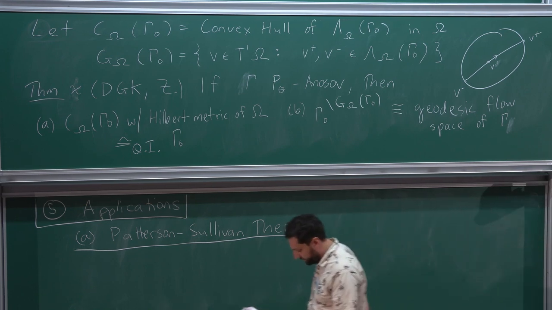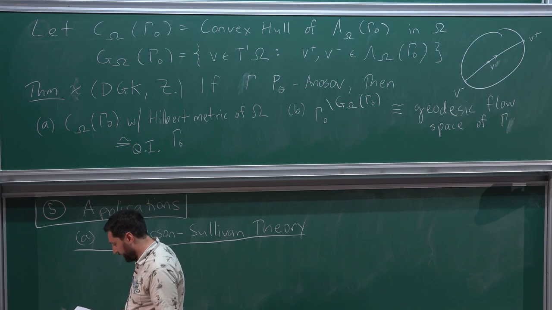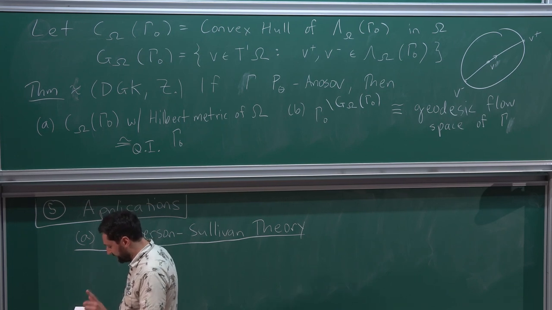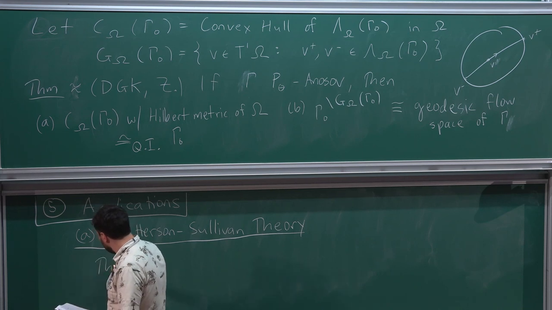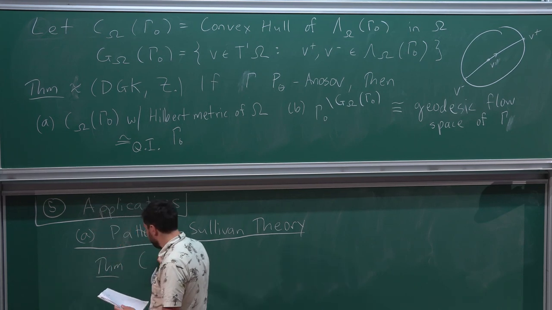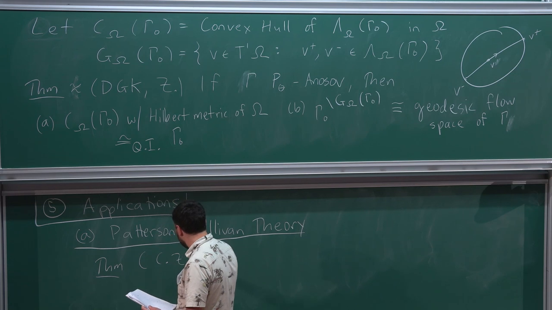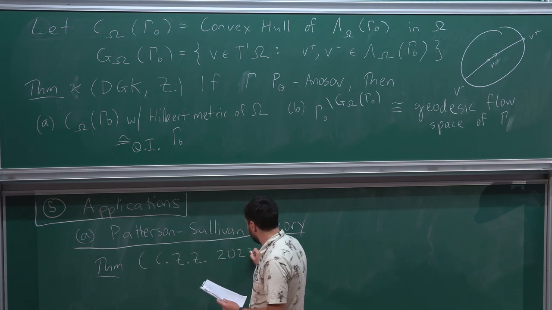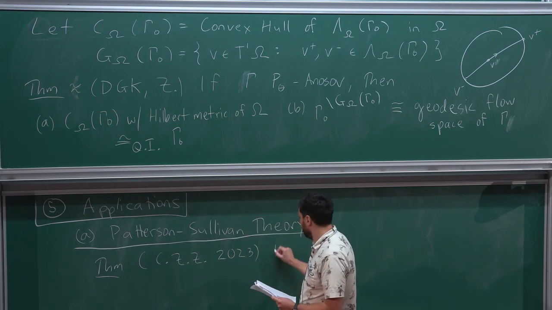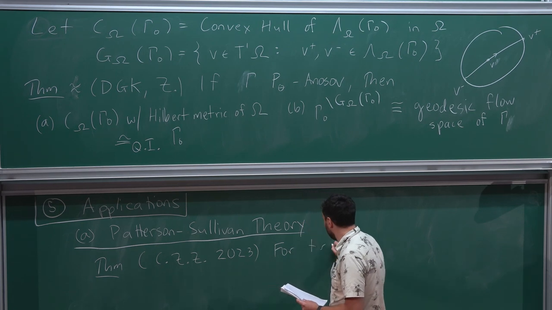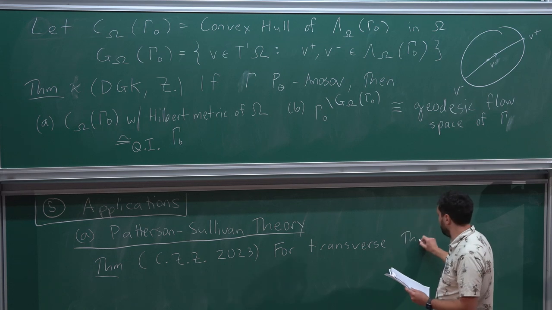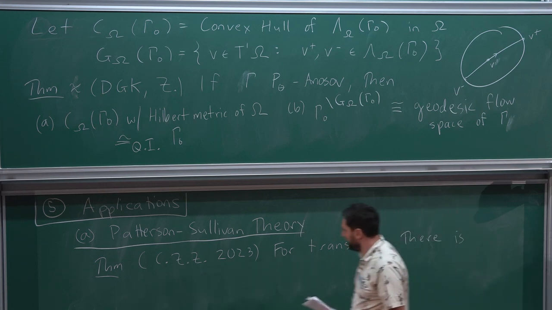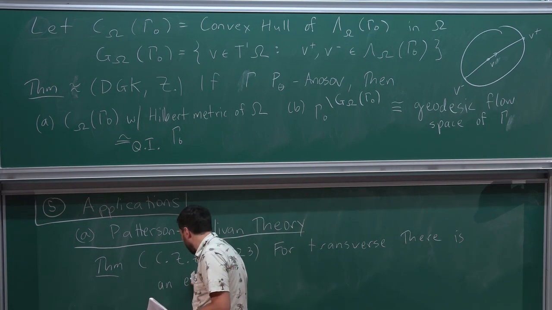So we have this Patterson-Sullivan measure theory. And this is incredibly vague. Like I said, there are many partially overlapping results, and I don't want to spend my 50 minutes talking about that, but I'm happy to talk about it afterwards. So what we proved is that for transverse groups, there is an ergodic dichotomy.